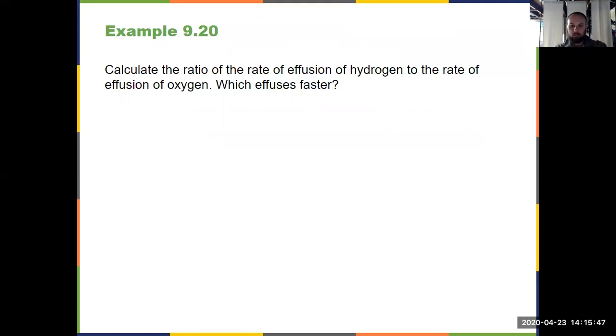But conceptually, from this video, know and be familiar with the fact that lighter molecules effuse faster. Okay? Know the 3 factors that affect rates of diffusion, and know the volume ratio trick that you can use for stoichiometry.